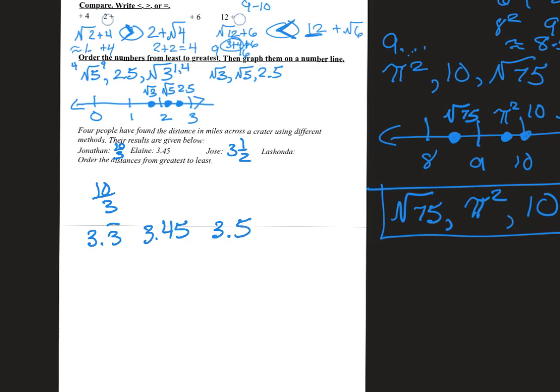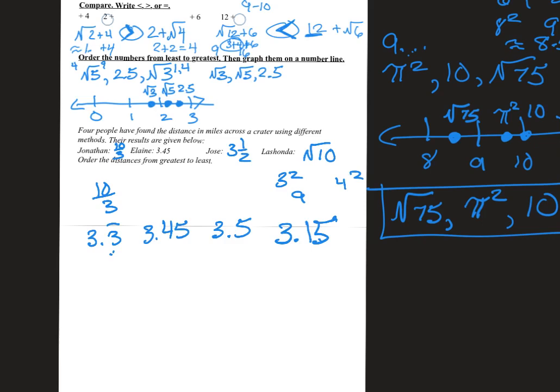And LaShonda's is the square root of 10. And we know the square root of 10 is somewhere between 3 squared and 4 squared, right? Closer to 3 squared. So I would say 3 point, probably 1 or 2, right? Because it's so close. So 3.15 is what I'm going to guess it at. I know it's not going to be all the way to 3 by looking at it.